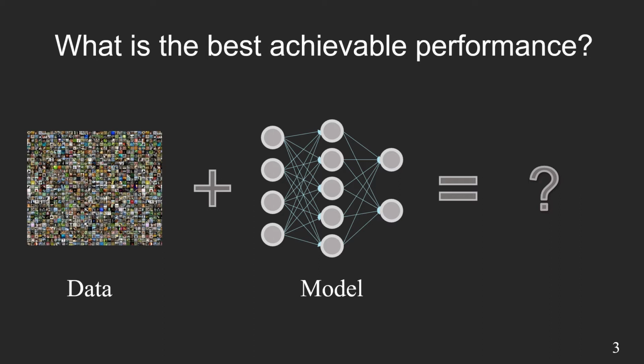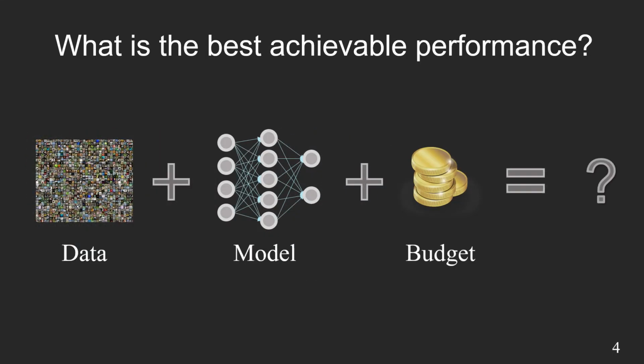Normally, when we train a model, we want to know what the best achievable performance is on a particular dataset. For example, one often asks such a question: how good is ResNet 50 on ImageNet? In this work, we decorate this question with budget constraints. For the same example, now we ask, how good is ResNet 50 on ImageNet within the allowed budget?